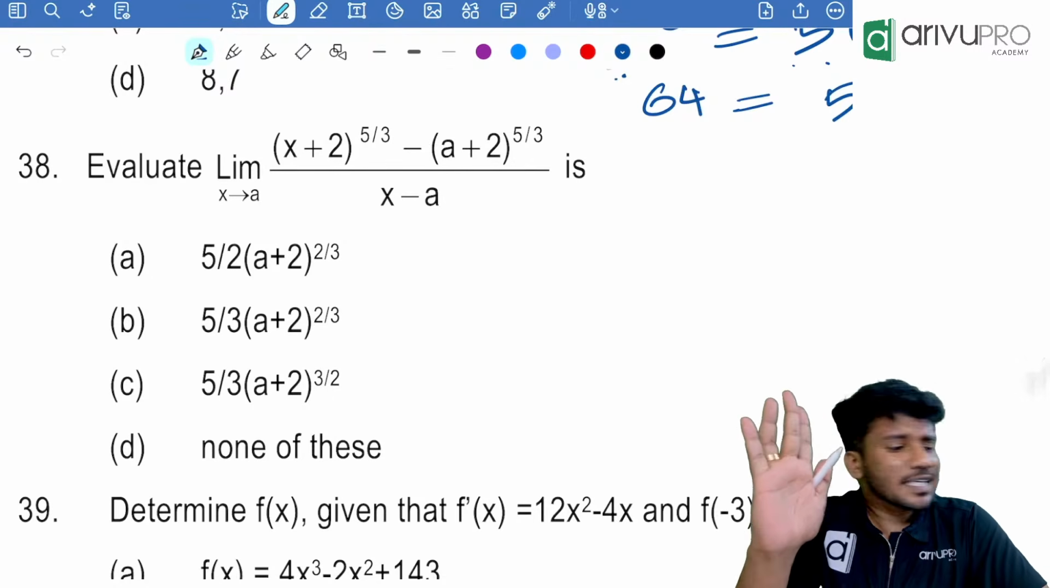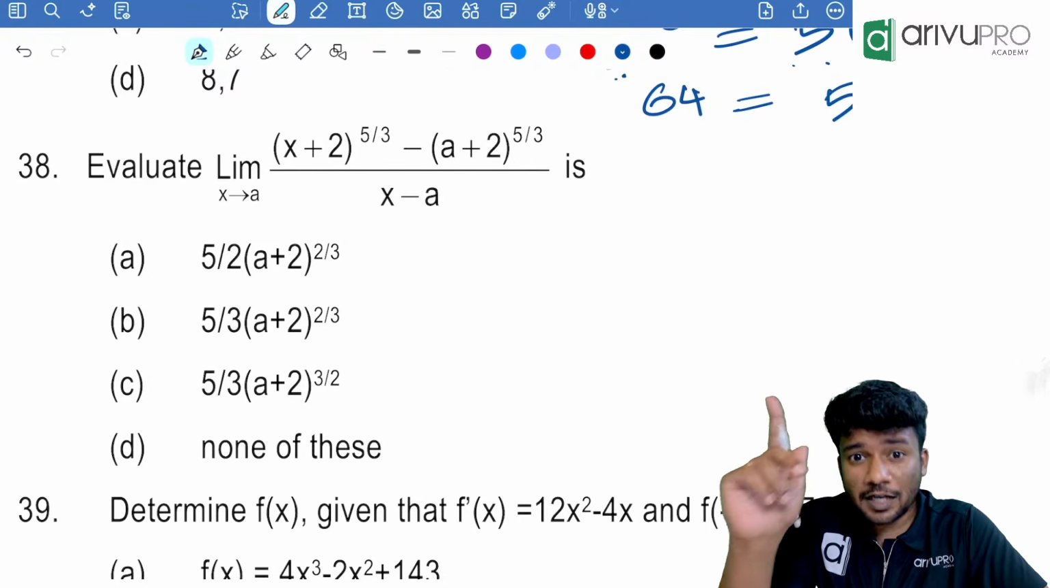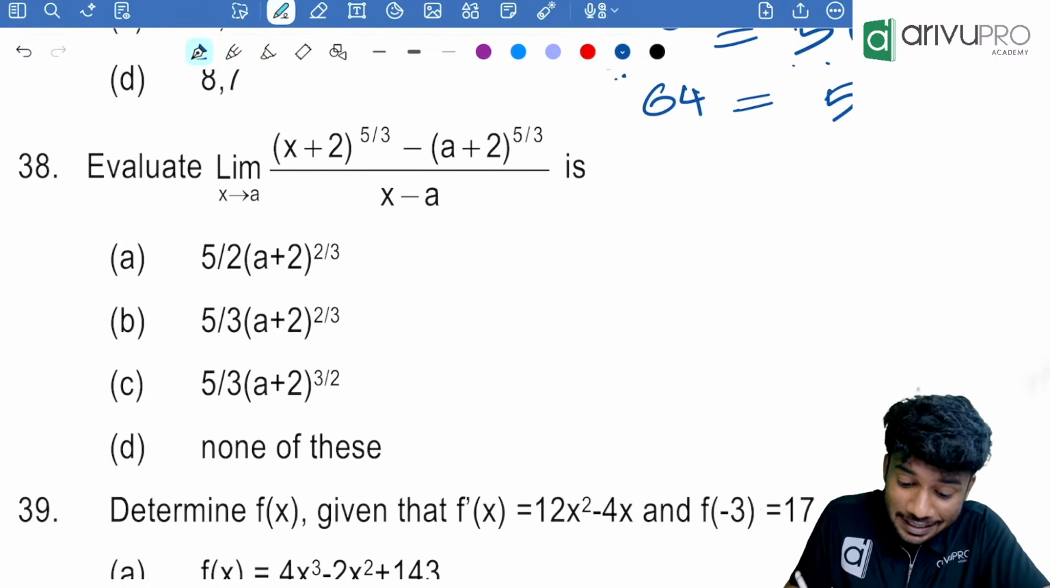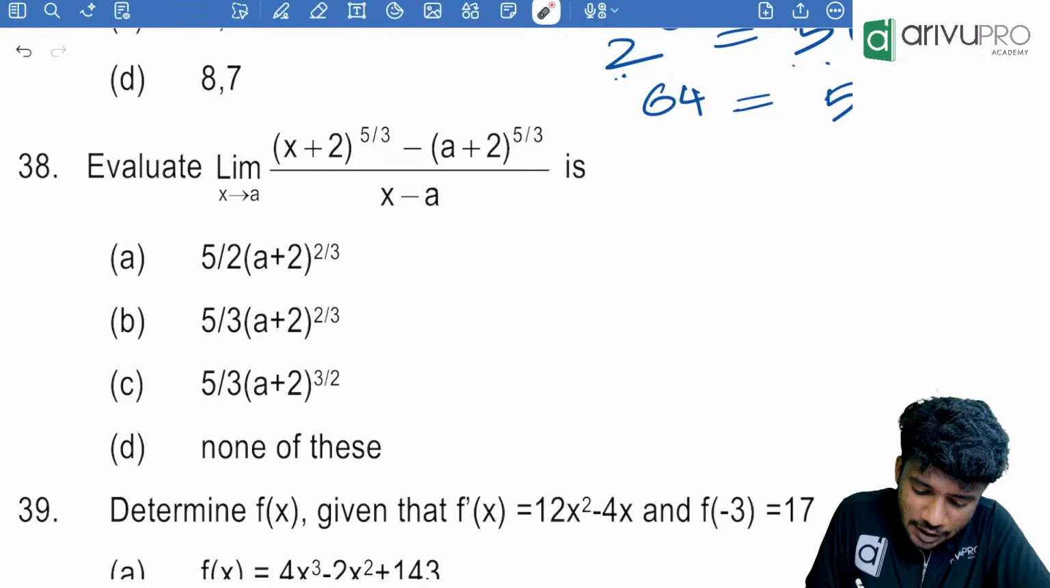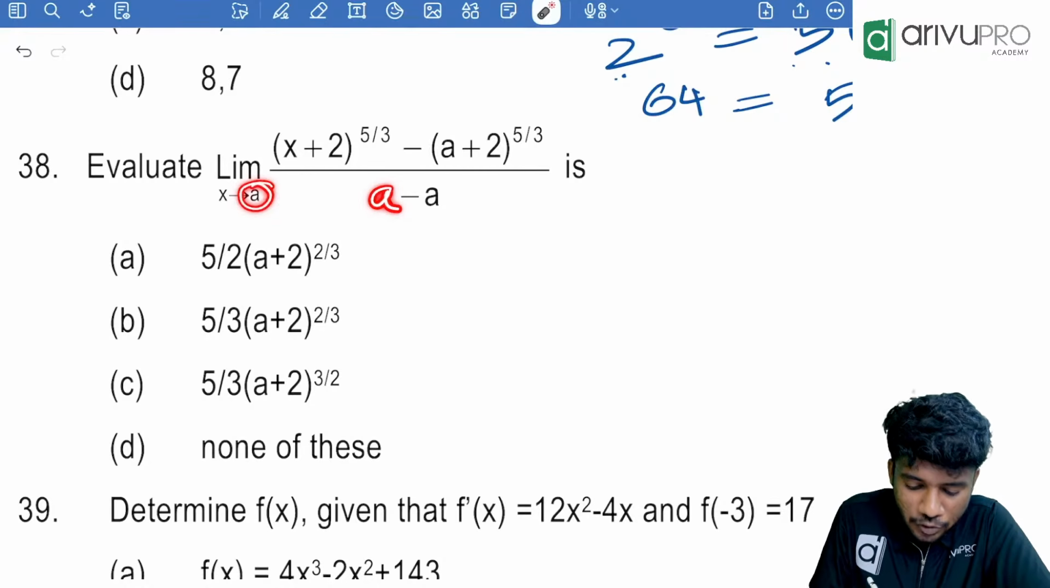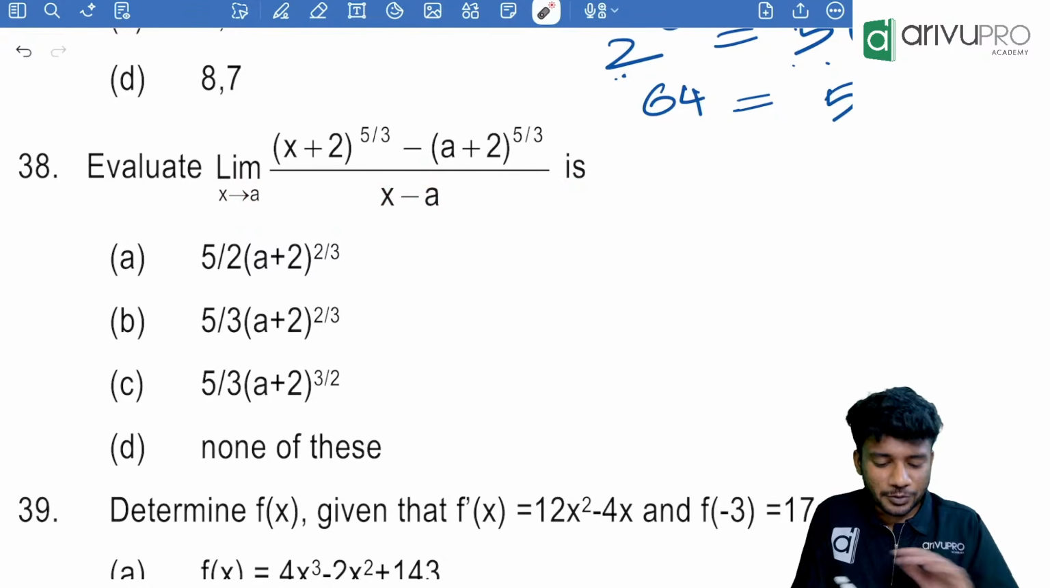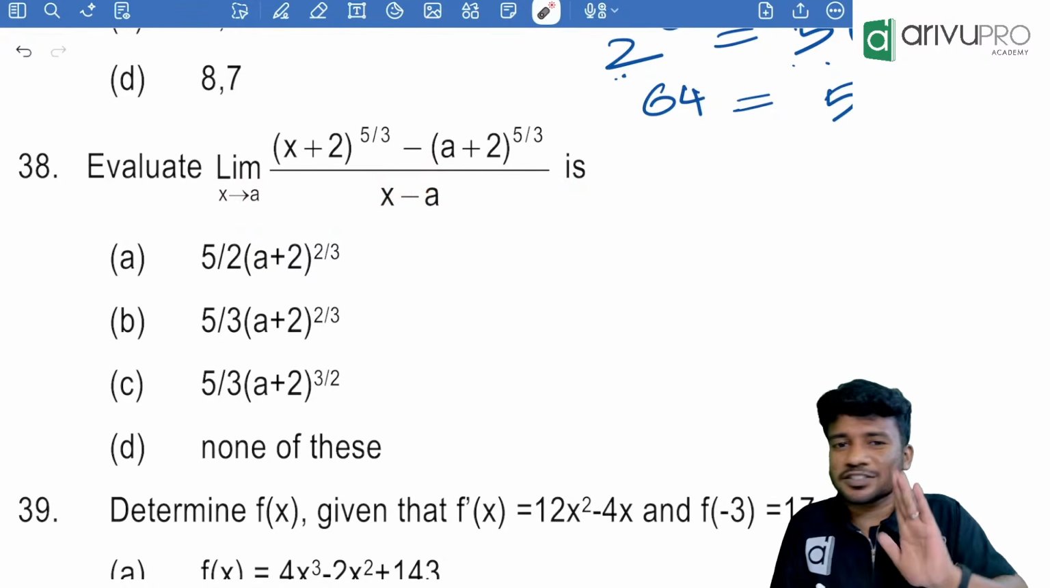Next one, a question based on limit. People, one thing, keep it in your mind. If you get a question based on limit, first step is always check whether you can directly substitute. So if you put x is equal to a, here it is approaching towards a, it will become 0 in the denominator, so that is not possible. Direct substitution is not possible.